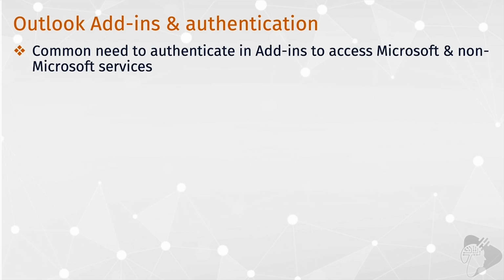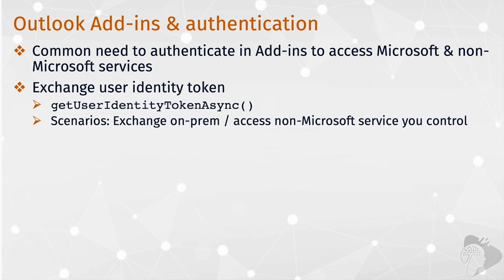There are multiple options that are available to us depending on the different scenarios. So the first one is using what's called the Exchange User Identity Token. And this is a way for us, the add-in, to establish the identity of the user. When you use this option, you authenticate the user once and accept their identity token as the authorization for all future requests. Now, you do this by calling a method called getUserIdentityTokenAsync. And that's going to give you the Exchange User Identity Token.